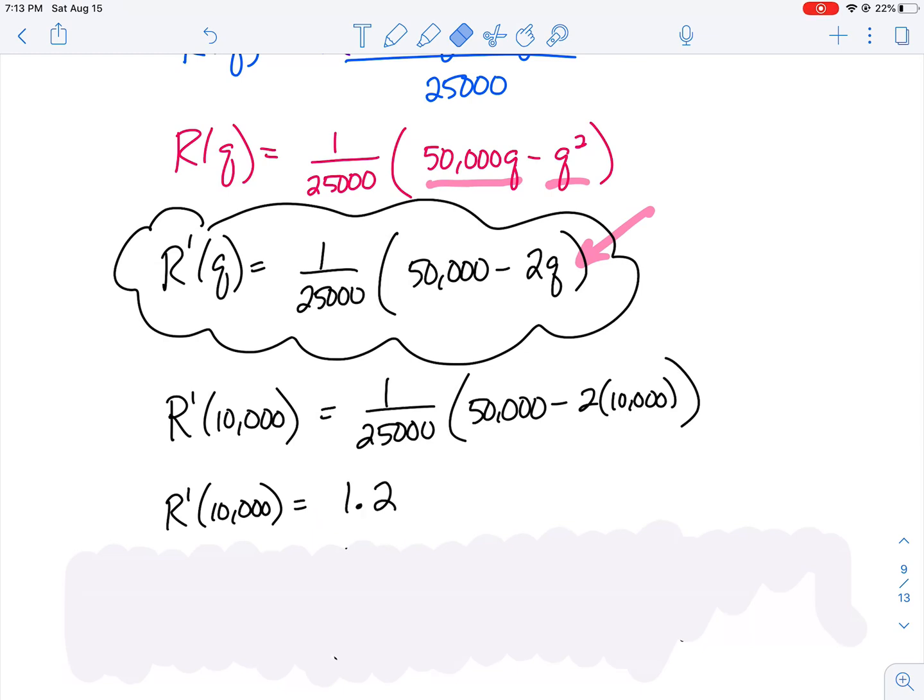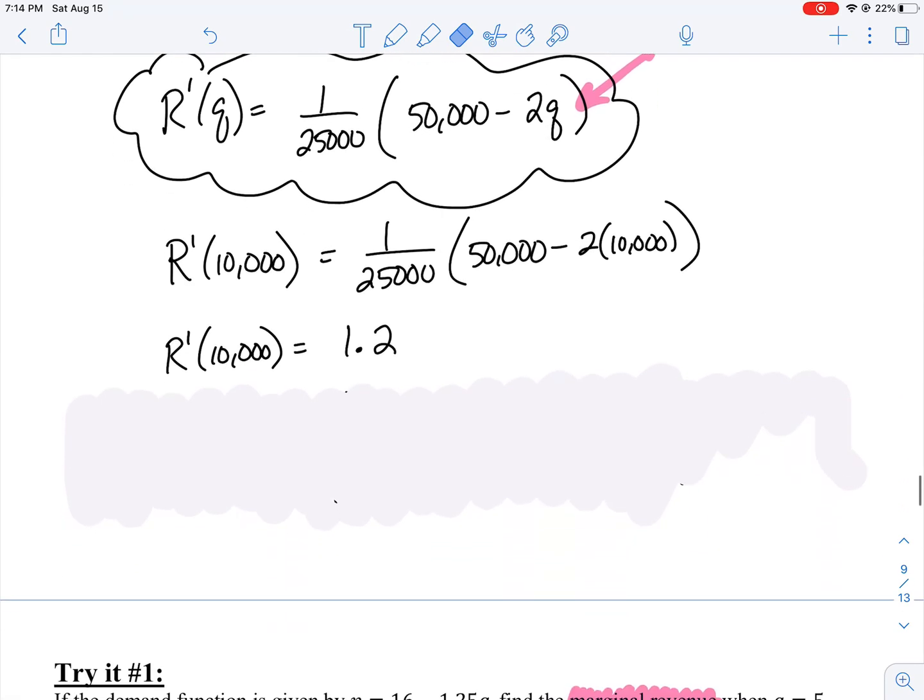I ended up with 1.2. Make sure that's the right answer. Make sure you know how to get that answer in your calculator, so that we all have the same values. You should end up with 1.2. But let's talk about what that actually means. A sentence with 3 things so that we understand what this answer actually represents in context to the problem.